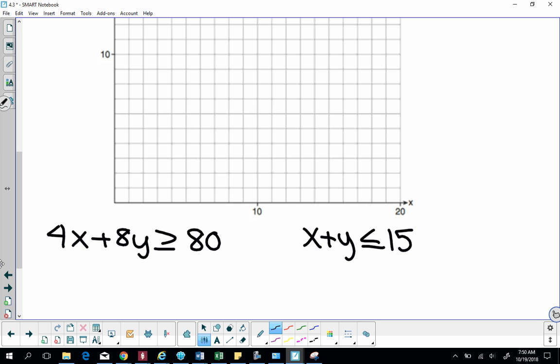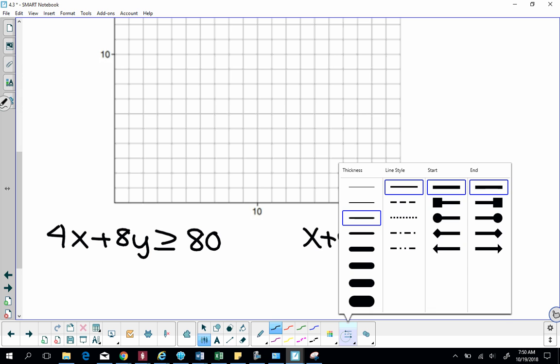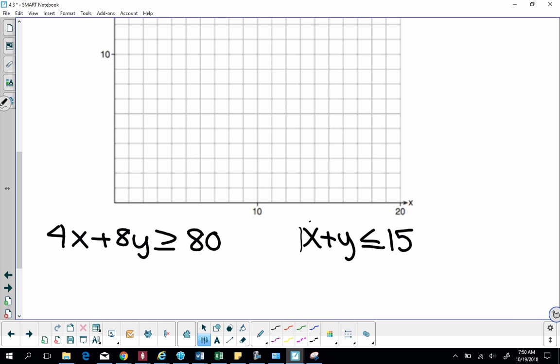So first thing, in order to graph, you need to get y by itself. So go ahead, try to get y by itself. For both of them? For both of them. Yeah, for both of them, you need to move it around. When you're done with it, you might want to label that.